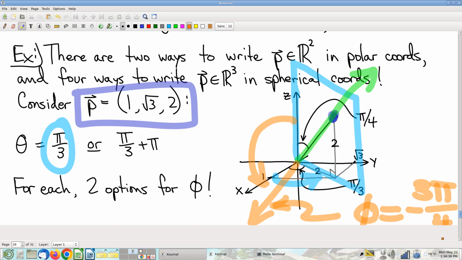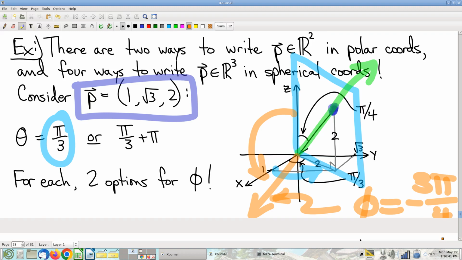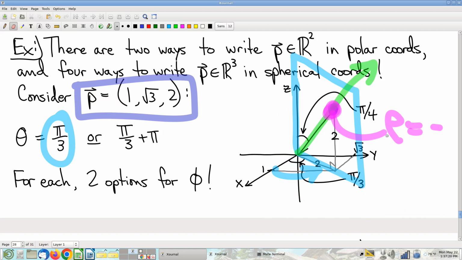Ran out of space. That gets me going the exact wrong way, which means that I can get to where I need to be with just a negative value of rho. Here I would have rho equal to negative, I don't have the space, but negative whatever that distance is, 2 root 2, I guess. So that is a different, perfectly valid, different set of spherical coordinates for that point. Everybody happy?